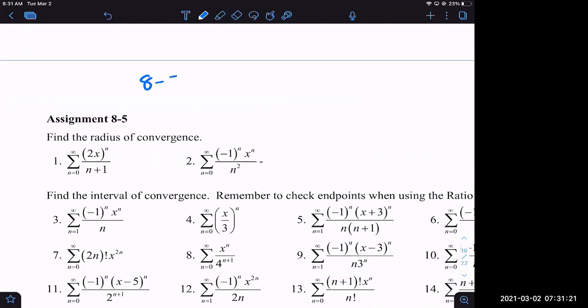So here's 8.5, your 8.5 assignment. You just have 1 through 17.